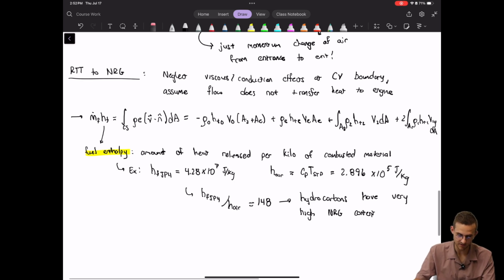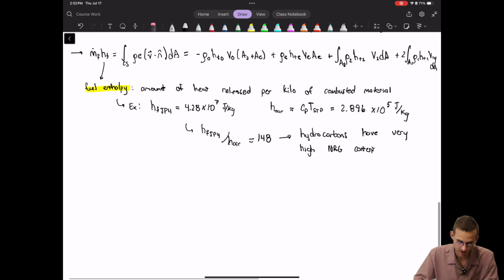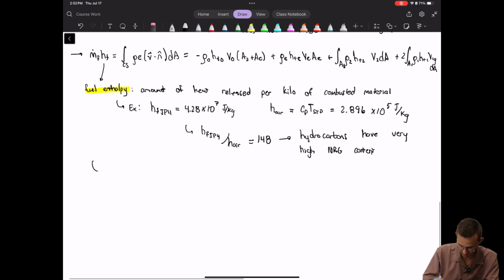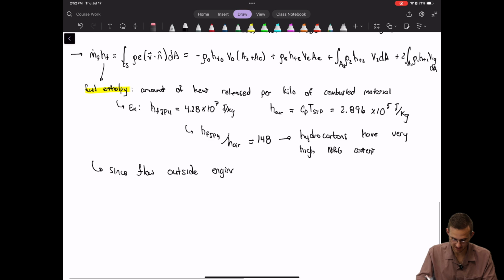So now we're going to make a couple of simplifications. The first thing to do is that we know the flow outside the engine, meaning the flow that doesn't pass through the center, is adiabatic, and that was about that assumption where the engine is not heating up the flow itself. That adiabatic assumption means that HT2 is approximately equal to HT naught.